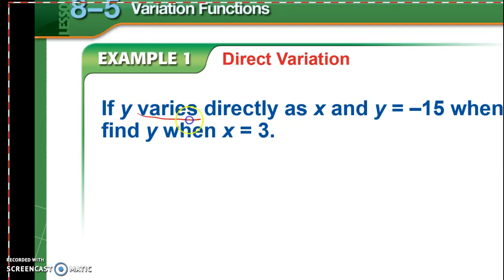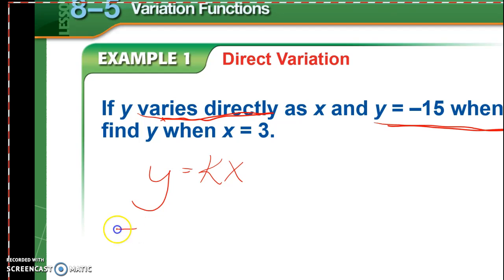So we know y varies directly. When we know that, you should think multiplication. So y varies directly with x. Then you can plug in to find your constant. When y was negative 15, x is 5, so you're going to plug in the one that gives us both the variables to find your constant.